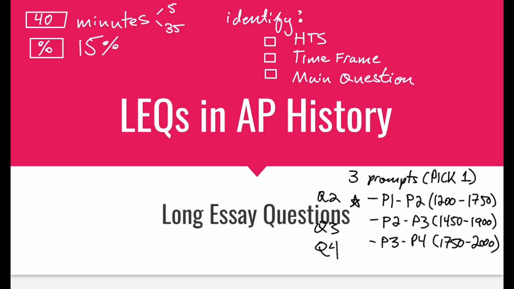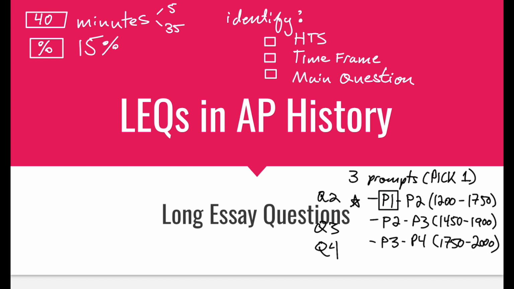So the first one would cover period 1 to period 2, the 1200s to the 1750s. This would include a question like on the Mongols, or on the Aztec or Incan Empire, or the Columbian Exchange, something along those lines within that time period. We've already covered the period 1 part of our curriculum, so if y'all were to take the AP exam today, then question 2 would be the LEQ I would encourage you to pick.